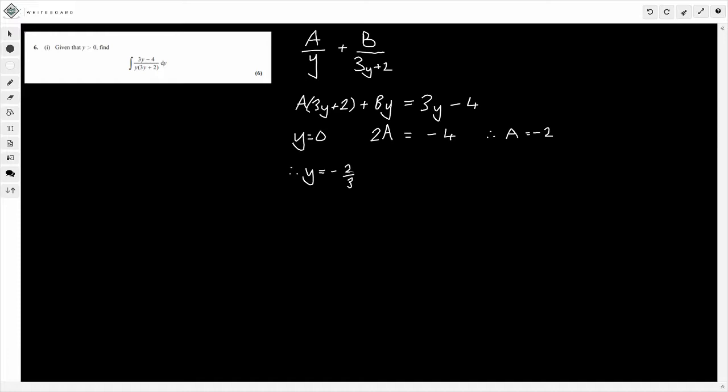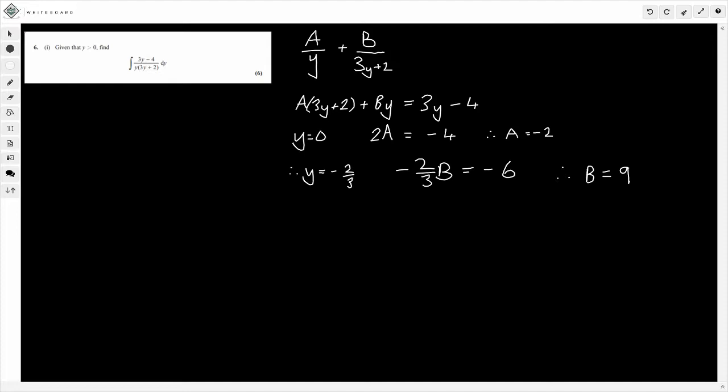So what do we get now? B times y, well if y is minus 2/3, that's minus 2/3 of B. And then this is going to be equal to 3 lots of minus 2 over 3. If you perform that, you're going to get minus 2. And then we're going to subtract another 4 off, so that gives me minus 6. But remember, we need the value for B. So we're going to do minus 6 divided by minus 2/3, which if you do it on your calculator, we'll obtain that B is equal to 9.